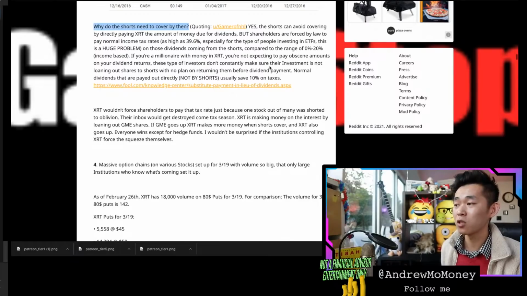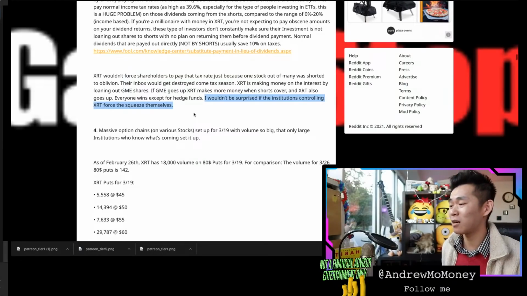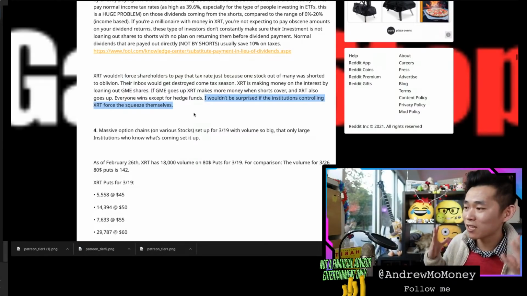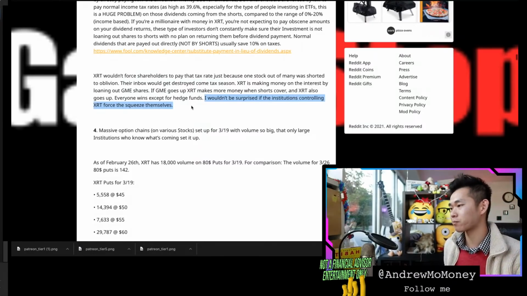These types of investors don't constantly make sure their investment is not loaning out shares to short with no plan on returning them before the dividend payment. Important to note is that the institutions controlling the XRT are possibly in the headspace, the possibility space, of controlling, of forcing the squeeze themselves.